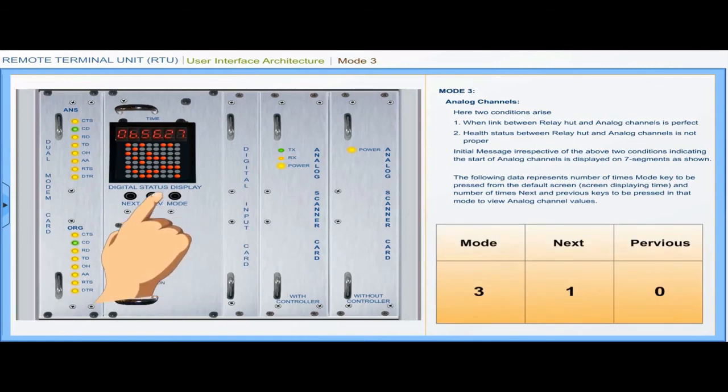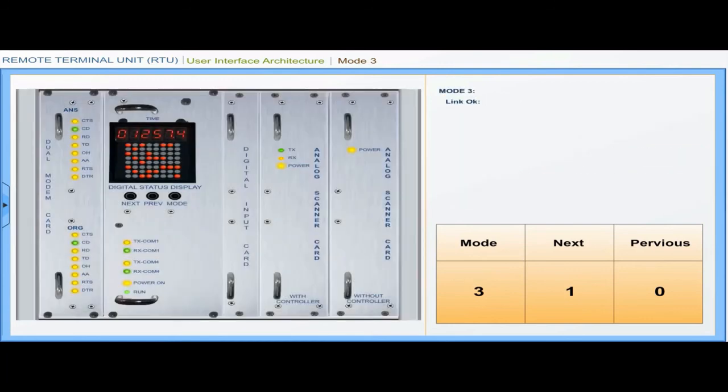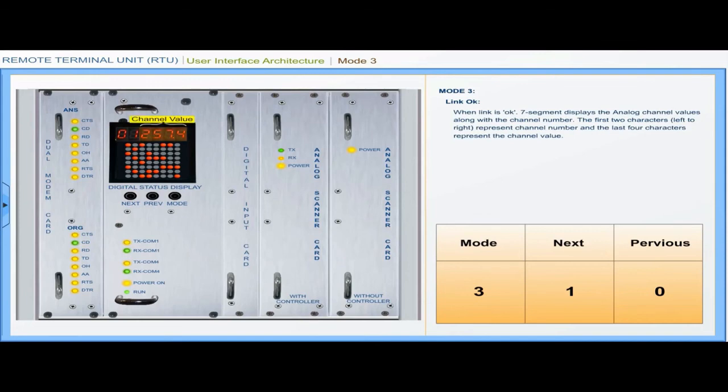Mode 3. Next 1. Previous 0. Display on 7 segments indicates starting of analog channels. Link OK. When the link is OK, 7 segments display the analog channel values along with the channel number. The first two characters from left to right represent the channel number and the last four characters represent the channel value.